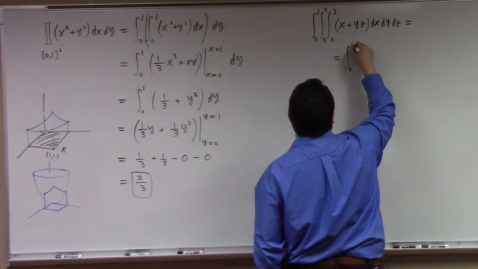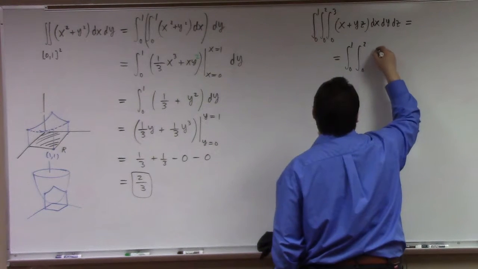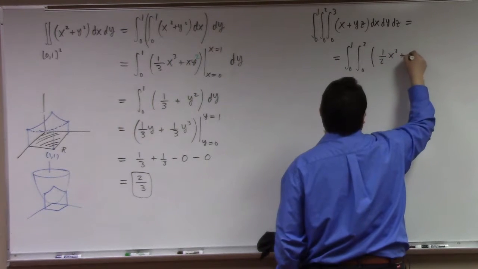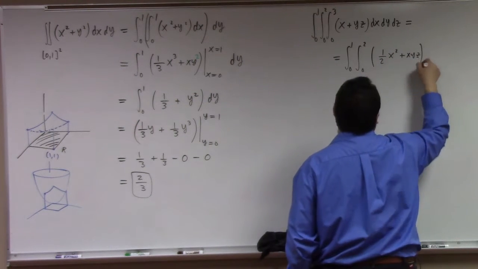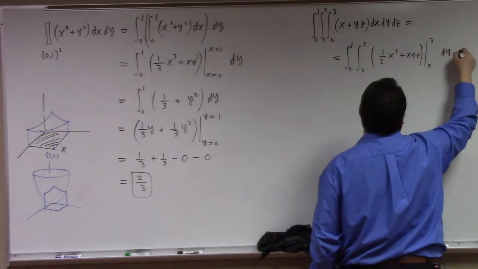Do it one step at a time, integral from 1 to 0, 0 to 2. My first integration is x, right? So that's 1/2 x squared plus xyz, evaluated from 0 to 3, dy dz.